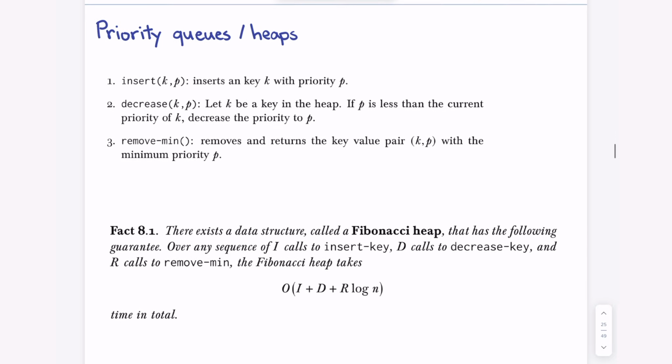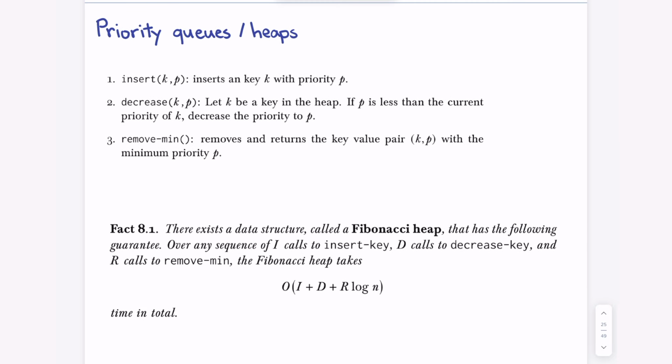Good. All right. So we're going to do just a little bit better, using this very, very nice eccentric data structure, which maybe we'll come back to at the end of this semester. It's called a Fibonacci heap. It's a specialized priority heap.